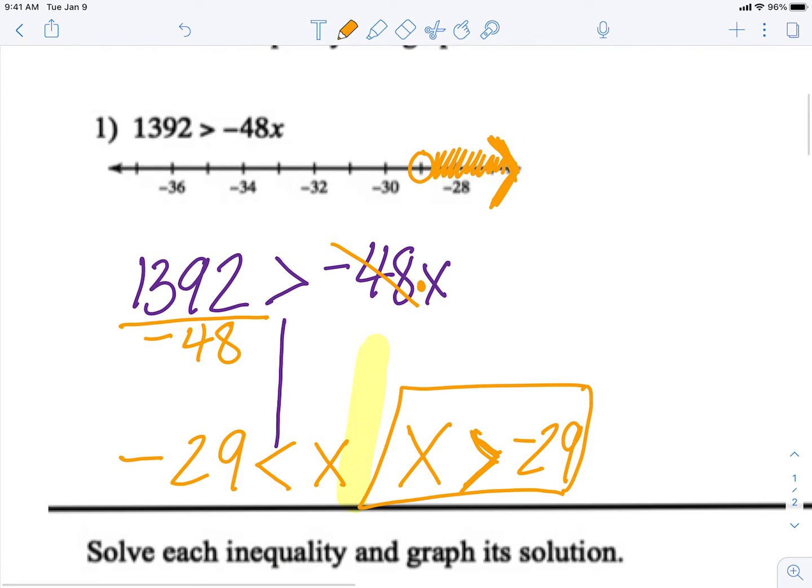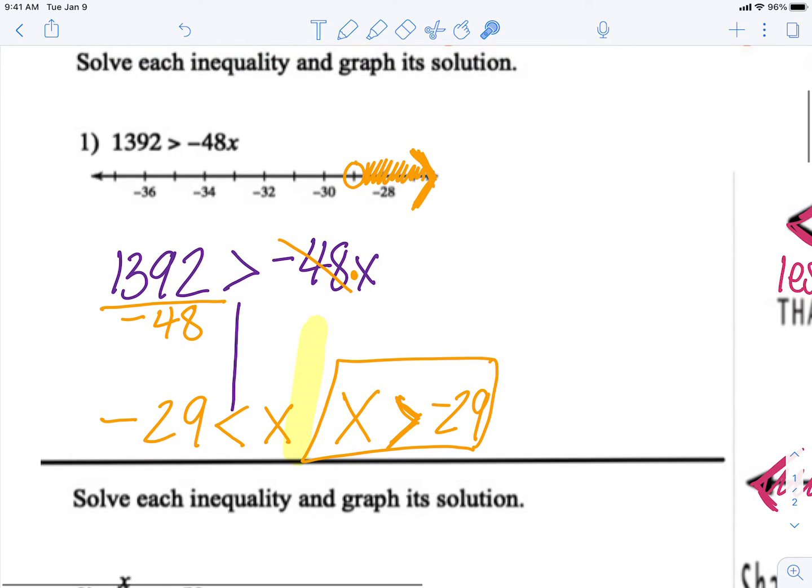And there you go. I flipped my arrow two times. I flipped it once because I divided by a negative, and then I flipped it again because I had to mirror. Don't worry, I know it seems confusing, but we'll get used to it with some practice. So that's our first example.